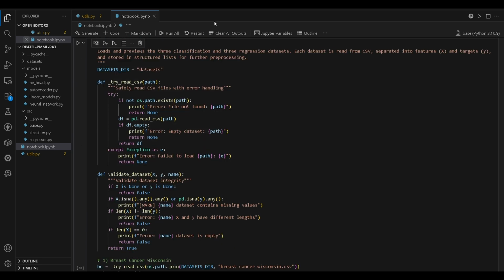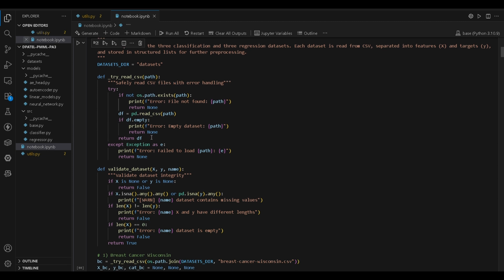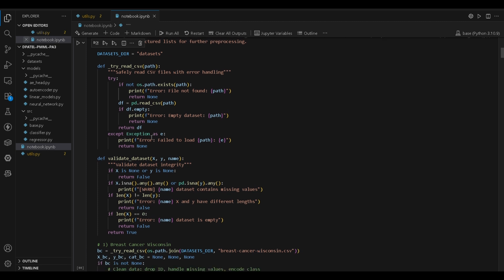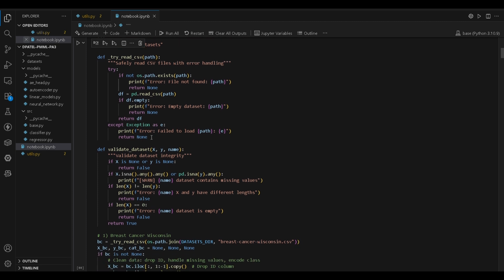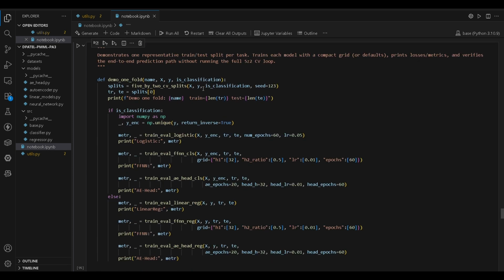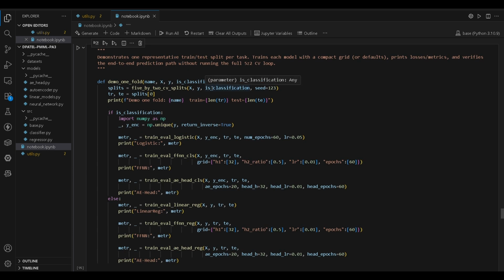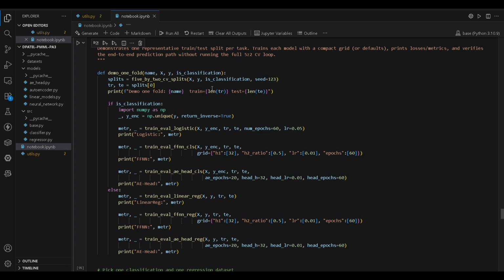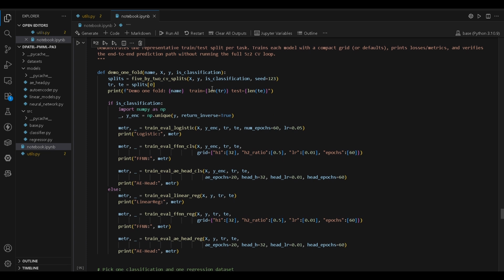Now coming to our notebook for demonstration of our program. Over here in this cell, I'm loading our six datasets. Then we are cleaning the datasets and label encoding the categorical columns, and numerical features were normalized using min-max scaling. Now in this cell, to demonstrate one complete train test split, I'll demonstrate a single fold from the 5 by 2 cross validation. Here I'm using the breast cancer dataset.